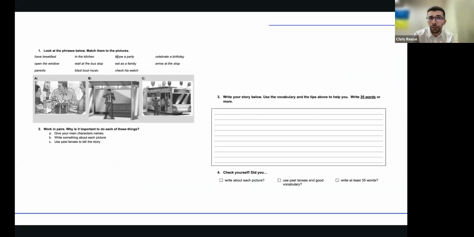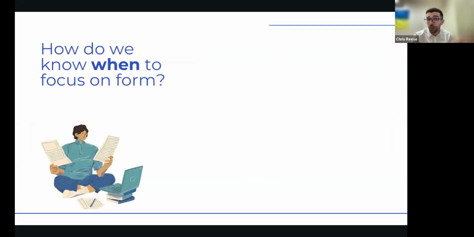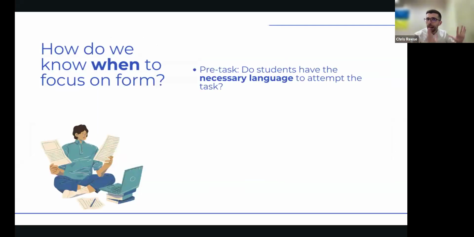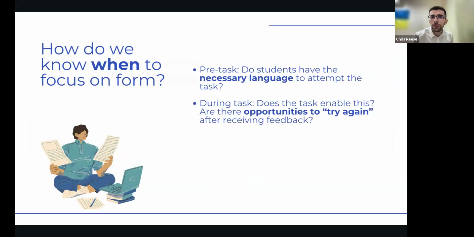If I want the students to tell a story using the past, and they've never studied the past and they don't know anything about it, I'm going to have to teach that first. In that case, probably we want controlled practice on the front end. During the task, well, does the task enable this? Are the students going to be working for a longer period of time where you'll have a chance to go around and work with people? Are there opportunities for them to try again after receiving feedback?